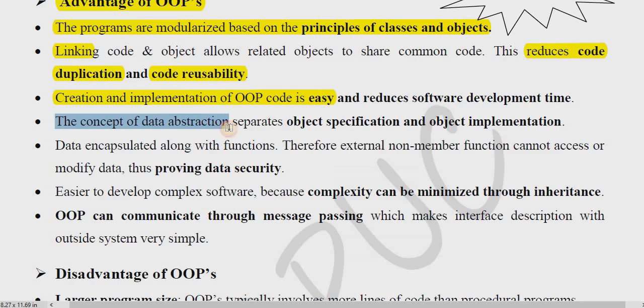Then the concept of data abstraction separates object specification and object implementation. Another advantage is data encapsulation: data is encapsulated along with functions. So functions and data are packed or encapsulated. This provides better data security.